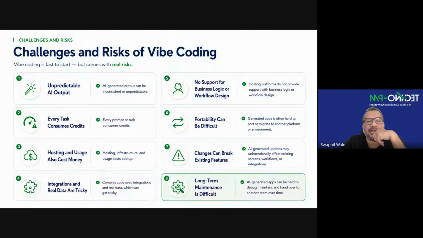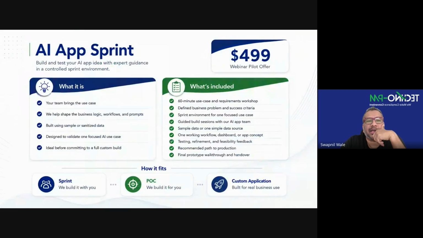Now, the question is how Techno-PM can help. We provide a couple of options. One is an AI app sprint. This is where you come up with an idea, we work with you, create the prompt, and run it with you pretty much side by side in a sprint, so that you have something deliverable in a couple of weeks.